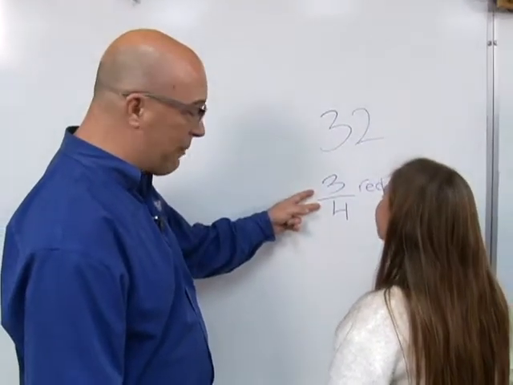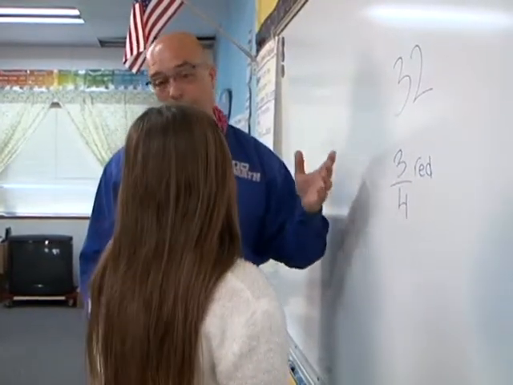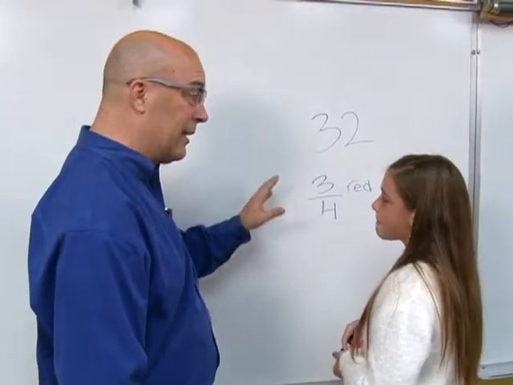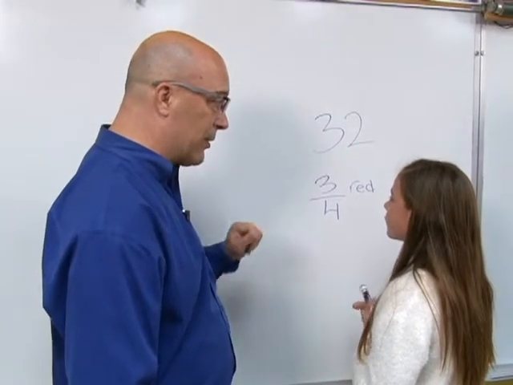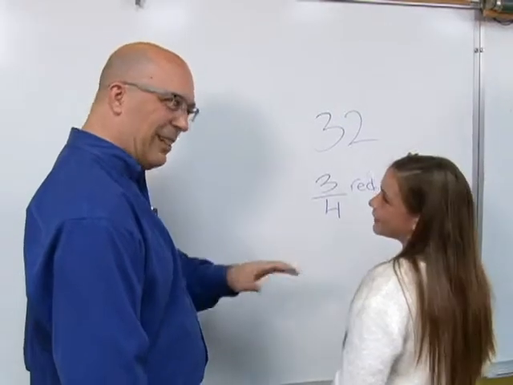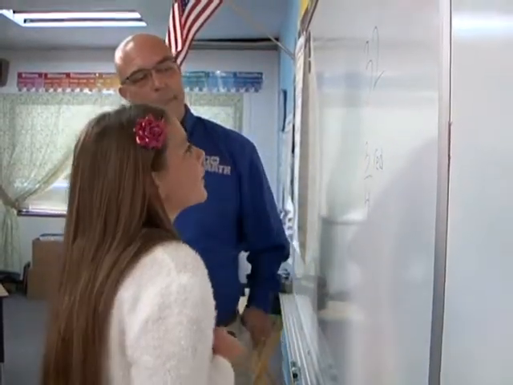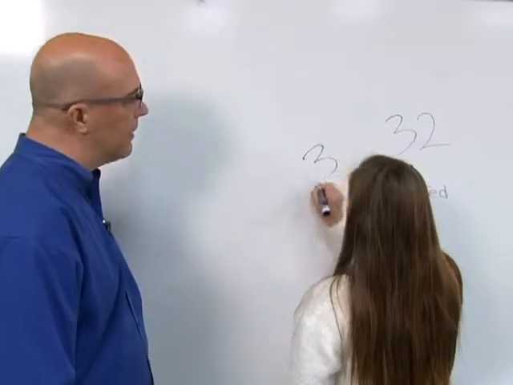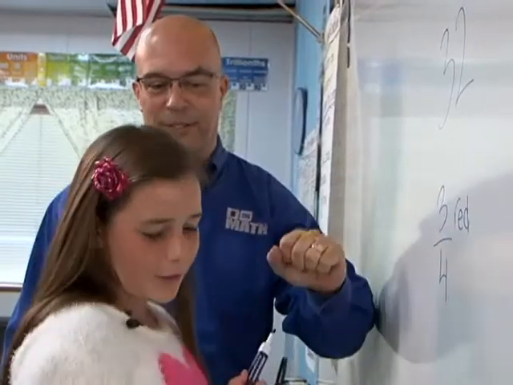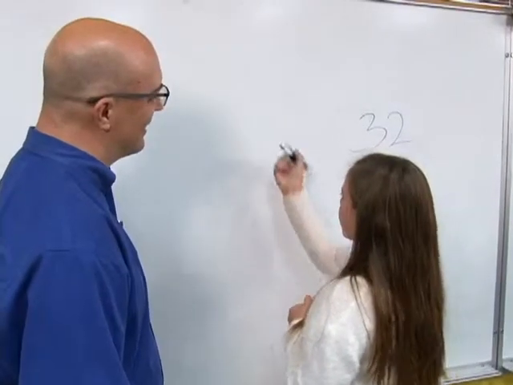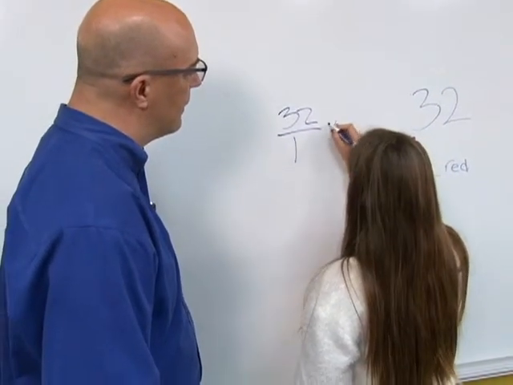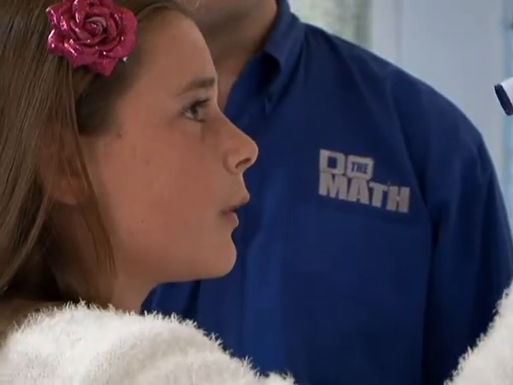So you have a fraction, 3/4. We could obviously turn it into another fraction, or you could turn it into a decimal. Or you could multiply 32 times 3/4. Have you multiplied fractions before? Yes, a little bit. Okay. So I would put 32 over 1 and then times 3 over 4.